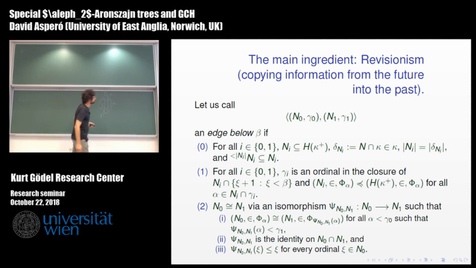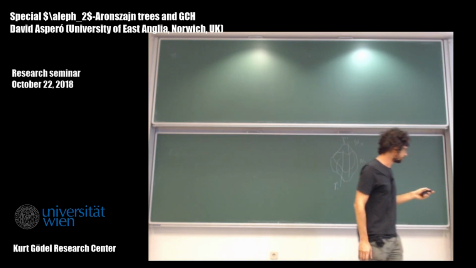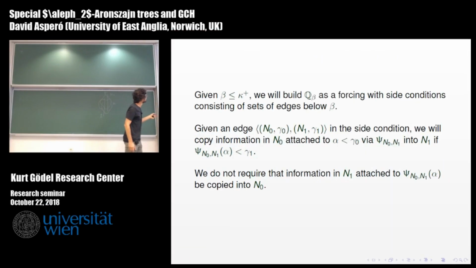So is this, roughly speaking, a Lévy-Solovay iteration where you specialize, but with side conditions? Yeah, and these are the side conditions. And this was the picture. So you have n0, and then n1 is something, maybe. It's a sort of a projection.